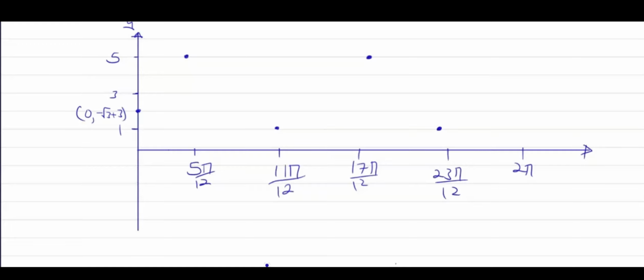And at this point here, the y values were the same. The endpoints, the y values were the same. So we had 2π and negative square root 3 plus 3. And all we have to do now is just join the dots.